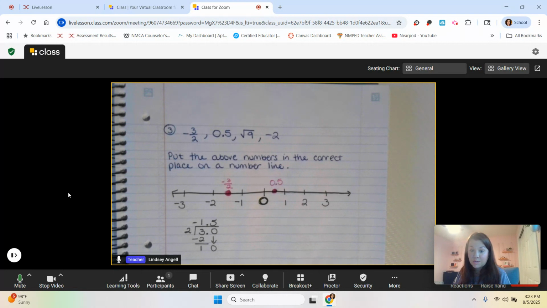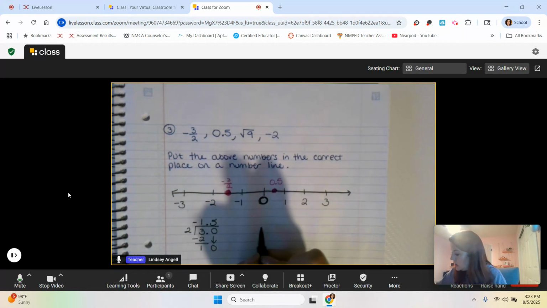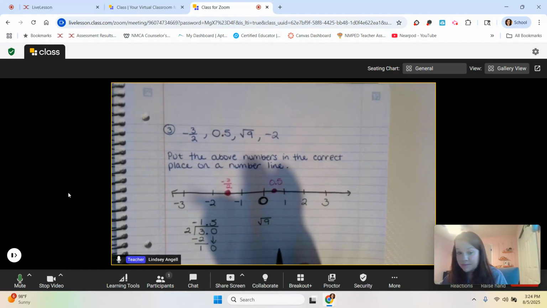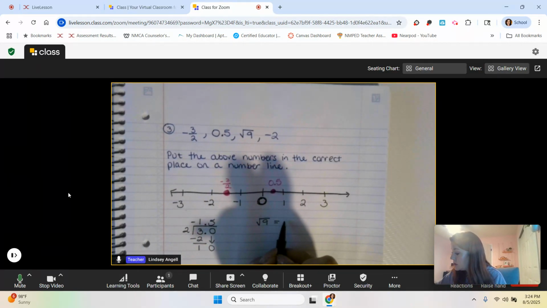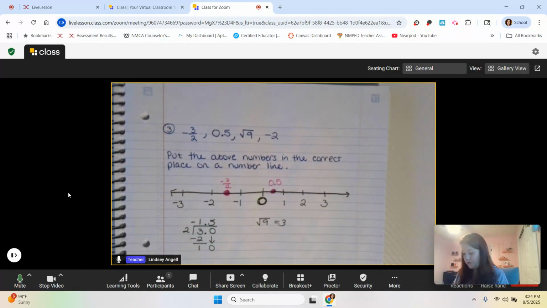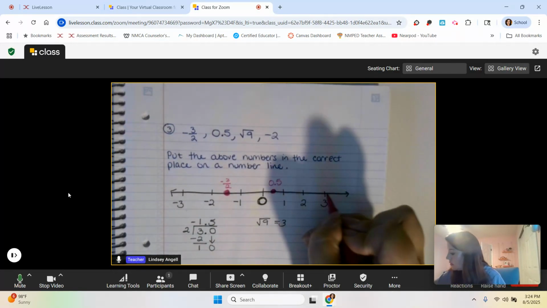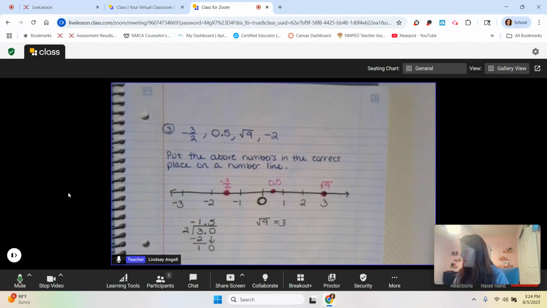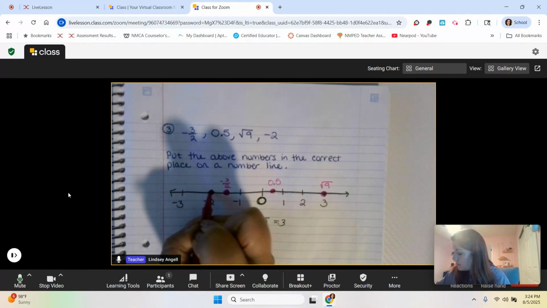Ooh, the next one. There's one of those square roots, okay? This one, the square root of 9, hopefully you can think, okay, is there something I could multiply by itself to get to 9, right? And hopefully you come to 3 times 3, right? 3 times 3 gets me to 9, so the square root of 9 is the number 3. Okay, so that's going to go right over here on my number line. There's my number 3, or my square root of 9. And the last one, oh, I don't have to solve anything on this one, thank goodness. It's only -2, and that's already on my number line. So I can put that right there.